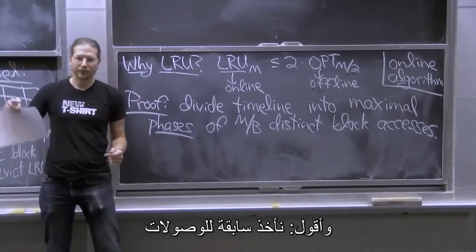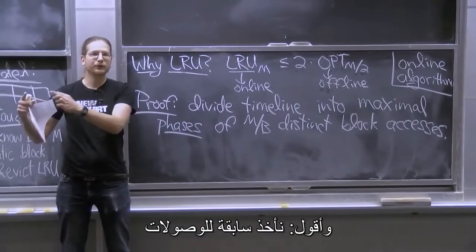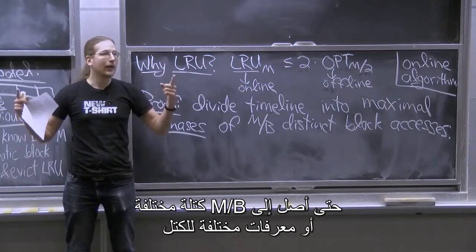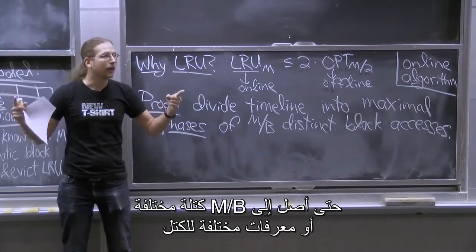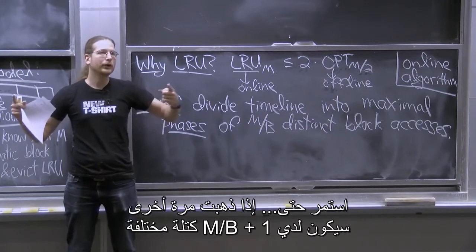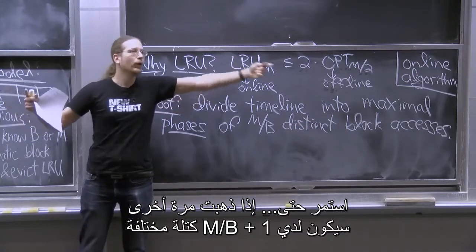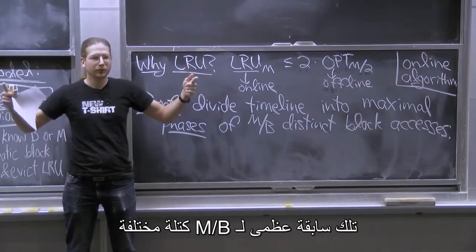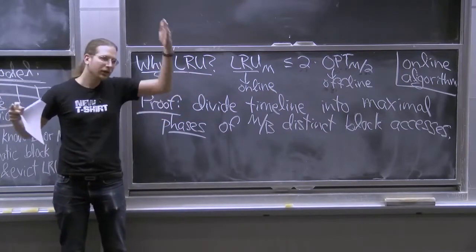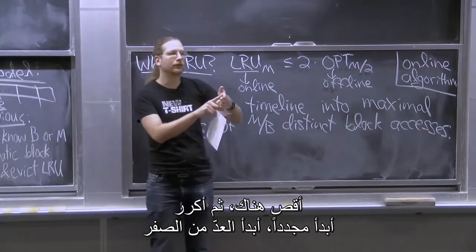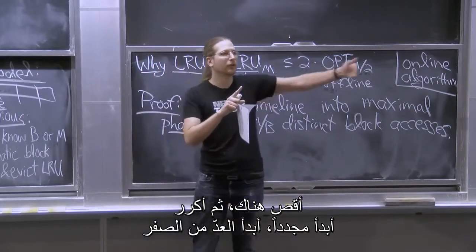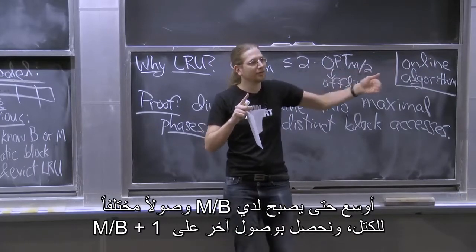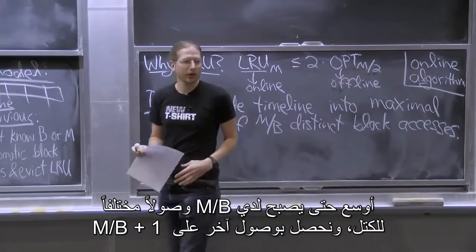All right, so I'm just going to look at the timeline of all these accesses and say, well, take a prefix of the accesses until I get to M over B distinct blocks, block IDs. Keep going until if I went one more, I'd have M over B plus 1 distinct blocks. So it's a maximal prefix of M over B distinct blocks. Cut there, and then repeat. So start over, start counting at 0, go extend until I have M over B distinct block accesses, and if I went one more, I'd have M over B plus 1, and so on.